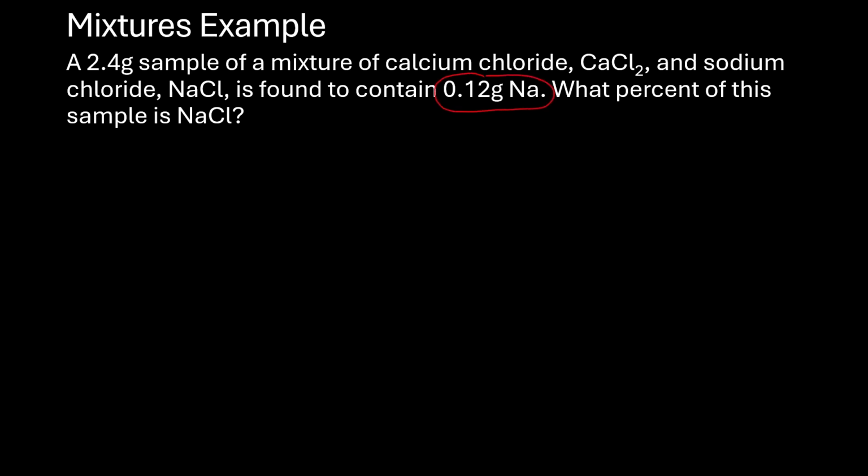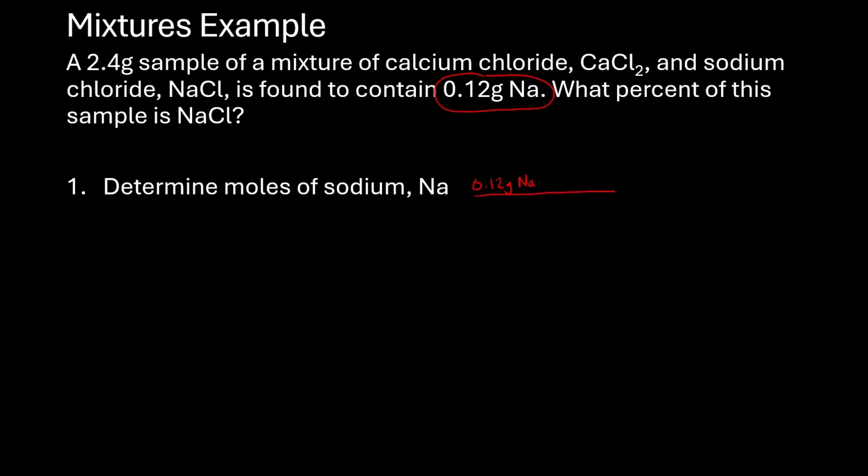If we have grams of sodium, we're going to want to convert those grams of sodium into moles so that we can convert between different substances. Again, we can't convert directly from grams to grams, but we can go from grams to moles and then moles of anything else. So let's determine the moles of sodium just like we have been doing. We start with the 0.12 grams of sodium, and we look at the periodic table and find the molar mass of sodium. The molar mass of sodium is 23.0 grams.